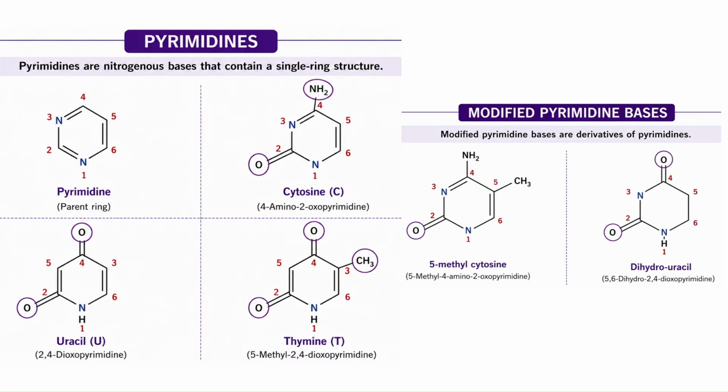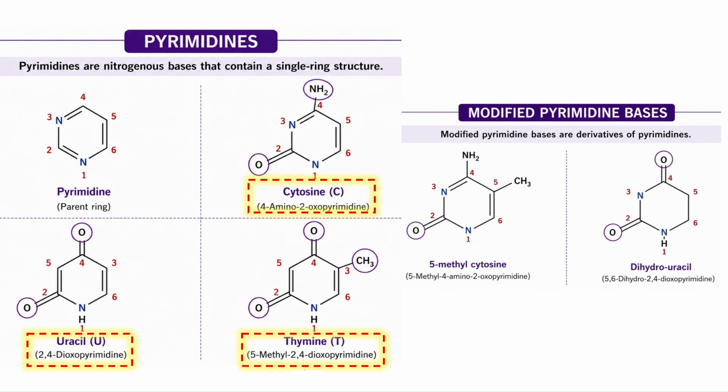Now next, coming to pyrimidines. Pyrimidines have a single ring structure. The main pyrimidines are cytosine, thymine, and uracil. Remember, thymine is mainly present in the DNA while uracil is present in the RNA. The minor pyrimidines include 5-methyl cytosine and dihydrouracil.